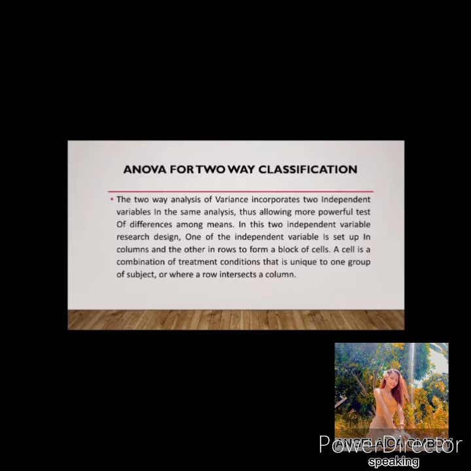In this two independent variables research design, one of the independent variables is set up in columns and the other in rows to form a block of cells. A cell is a combination of treatment conditions that is unique to one group of subjects, or where a row intersects a column.